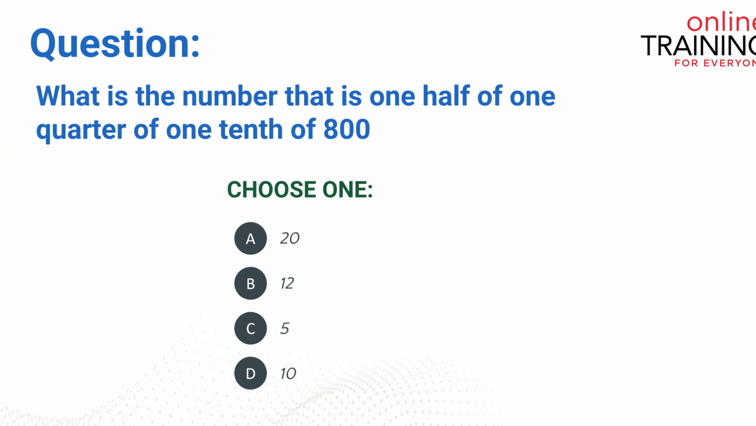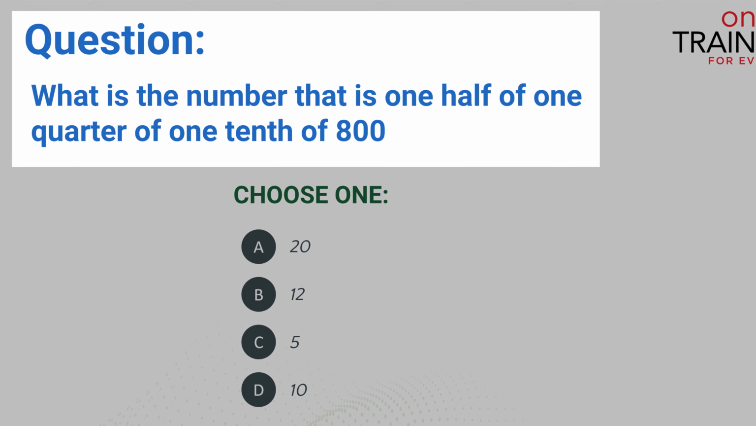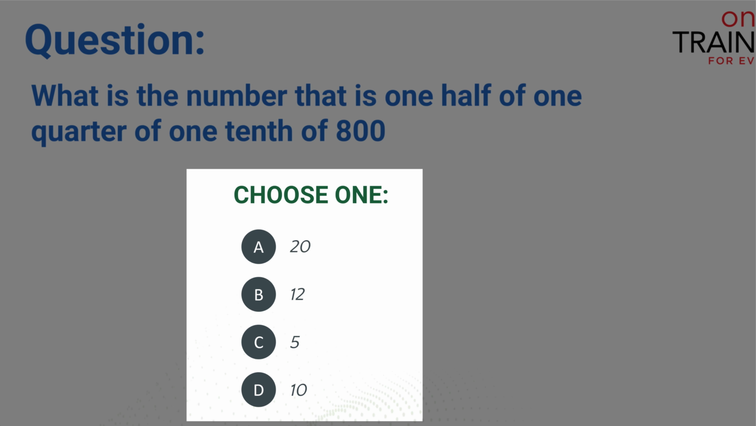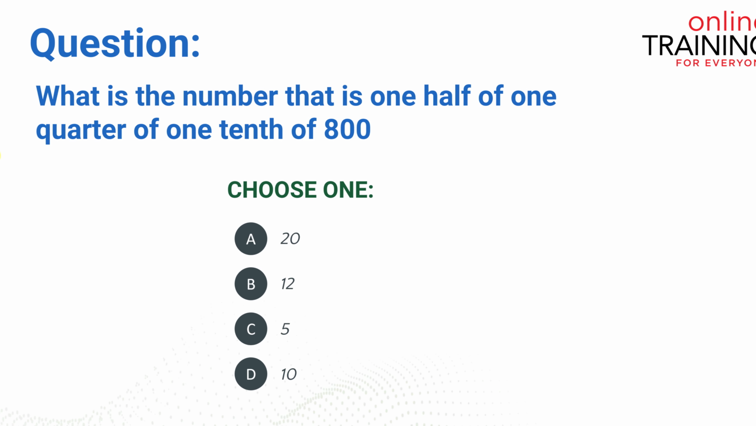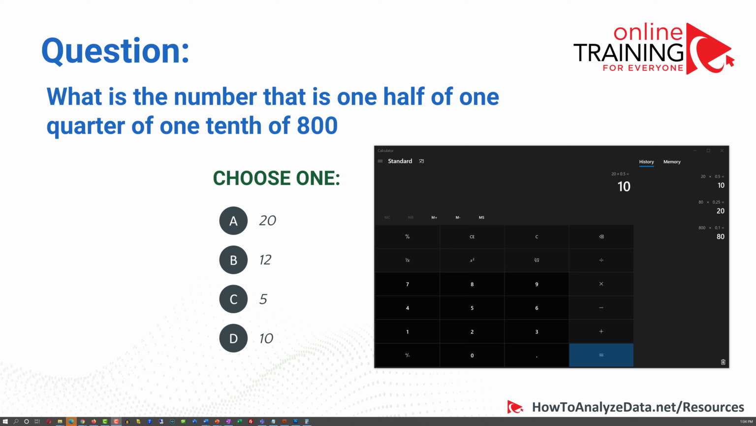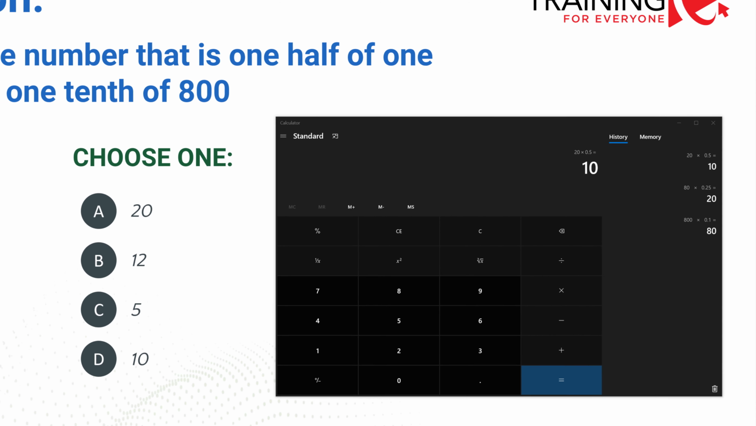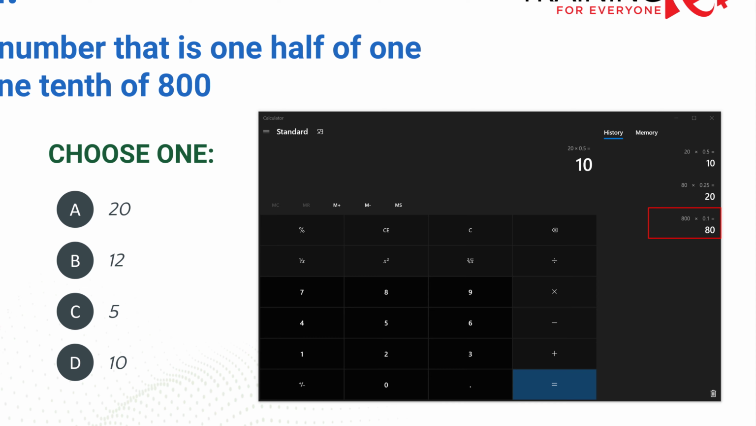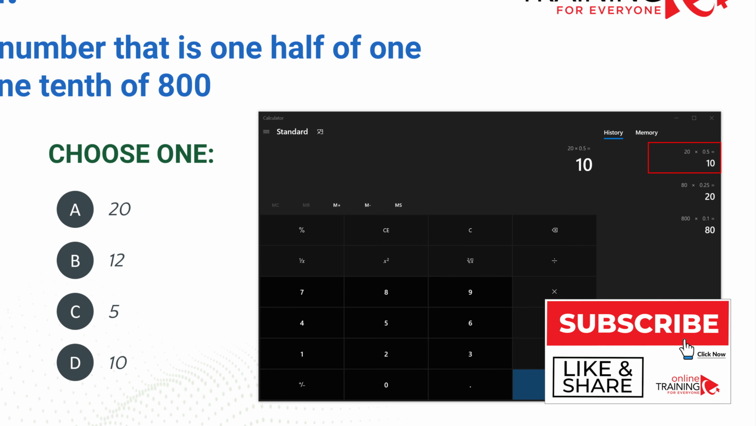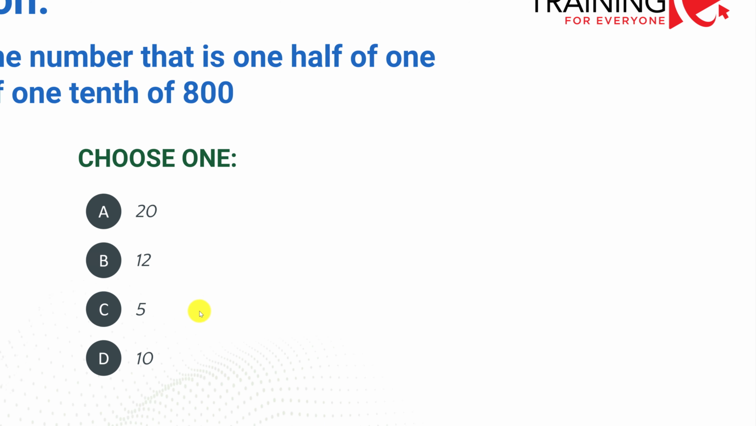And now let's look at the question which is frequently used as part of numerical reasoning tests. What is the number that is 1/2 of 1/4 of 1/10 of 800? And there are four choices: 20, 12, 5, and 10. How would you answer something like this? Let's go ahead and take a look. To answer this question, you need to do operations in reverse. So 1/10 of 800 is 80, and then 1/4 of 80 is 20, and 1/2 of 20 is 10. So the correct answer is D, 10.